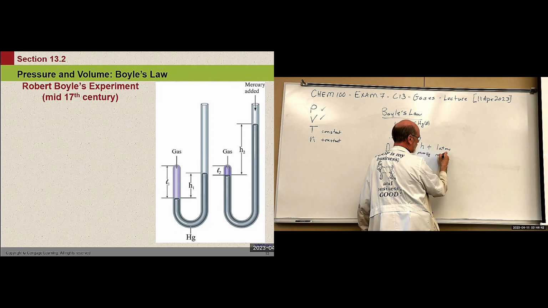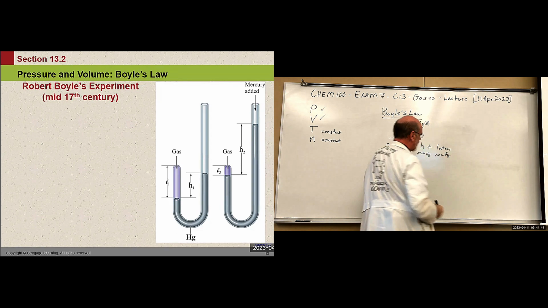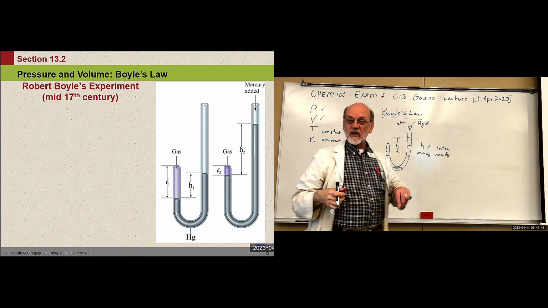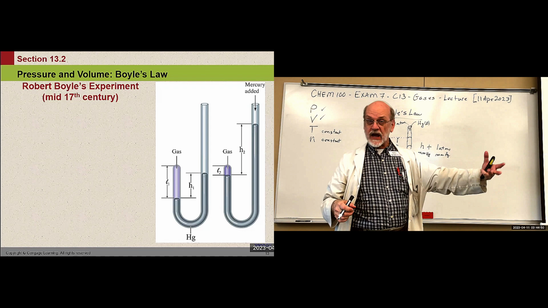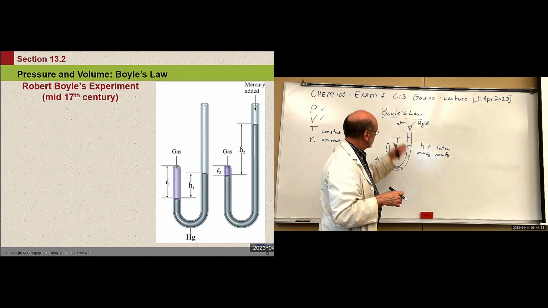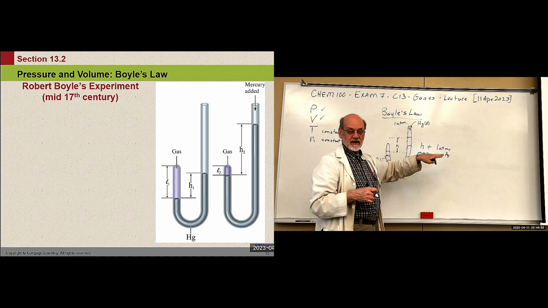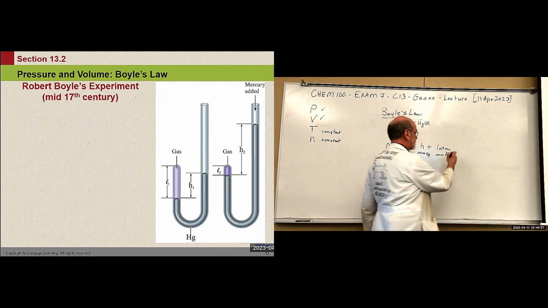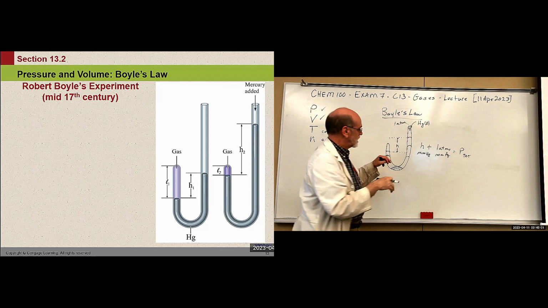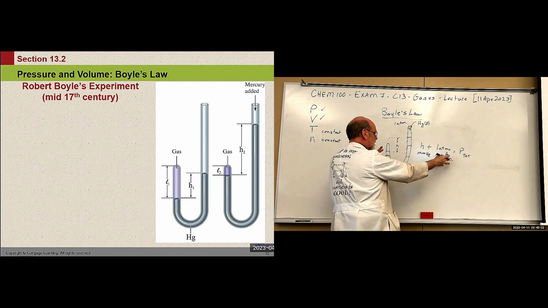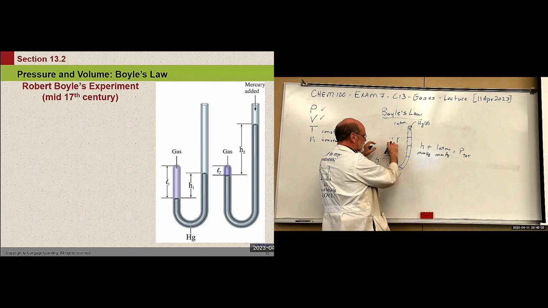in millimeters of mercury. Now, how did he know this one? Well, he had a separate barometer sitting on the desk, and he could read the air pressure from that barometer and then add it to this value. And that gave him the total pressure. Total pressure on the gas. And he related that to the volume inside here.